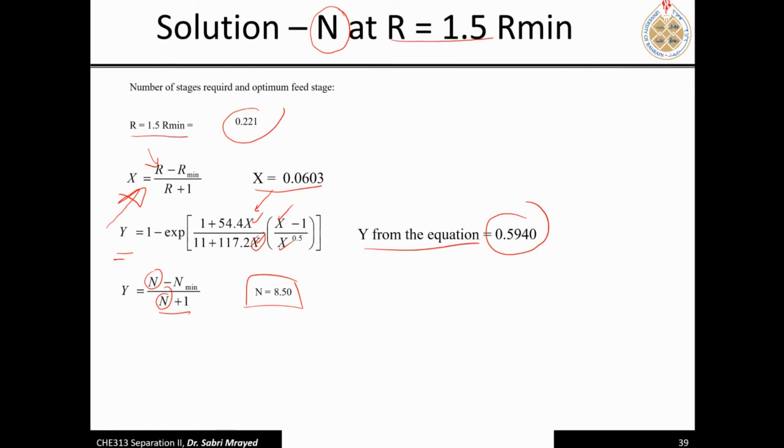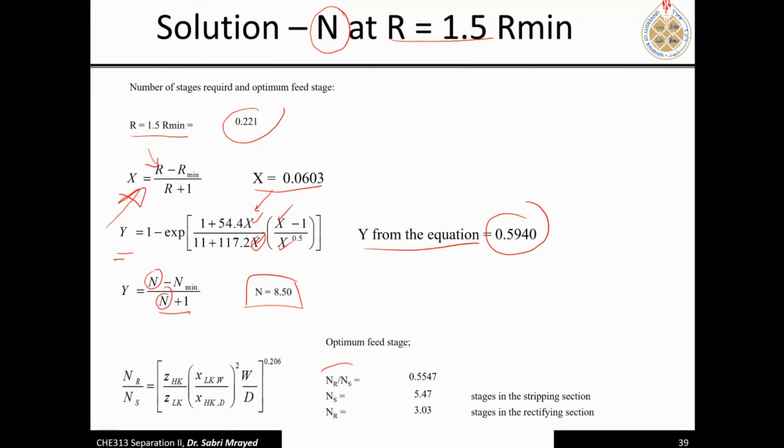Now I want to get the optimum feed stage, so I have to know how many stages are in the rectifying section and how many stages are in the other section. I use this ratio. I know this ratio from this equation. I know D and W, and I already determined the composition of the heavy key and light key in the feed, and the composition of the light key in W and the composition of the heavy key in D. I know everything here, so I can get this ratio.